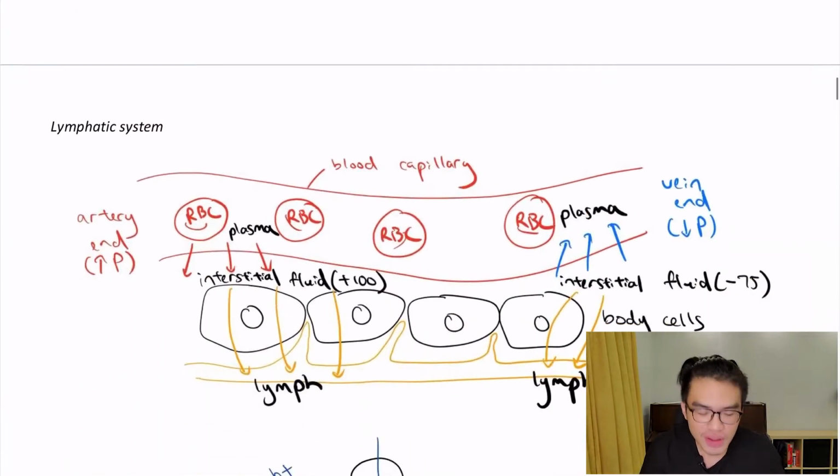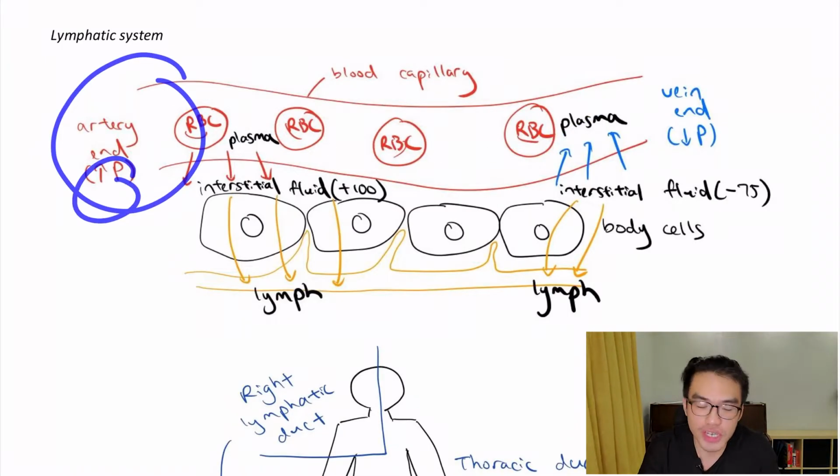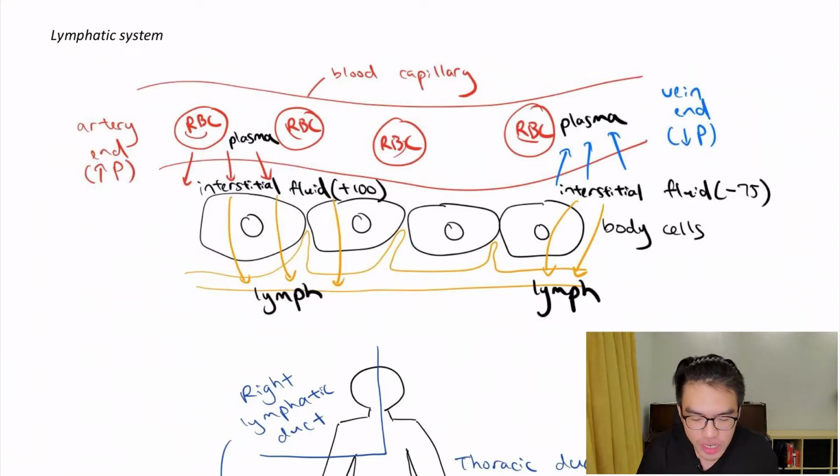Moving on, your lymphatic system, very important. So you have your blood capillary here. This is the artery end, it has high pressure. This is the vein end, it has low pressure. So due to the high pressure, plasma will be forced out into your cells, forming your interstitial fluid.